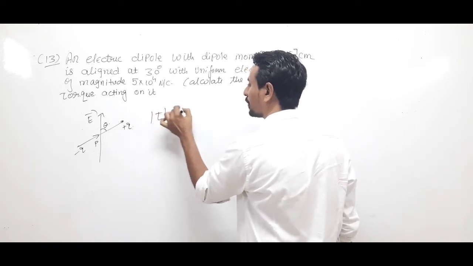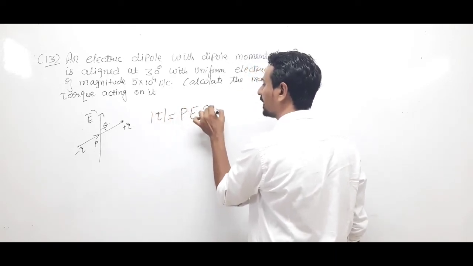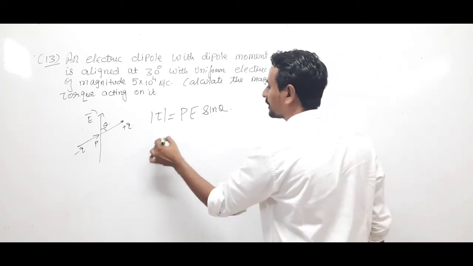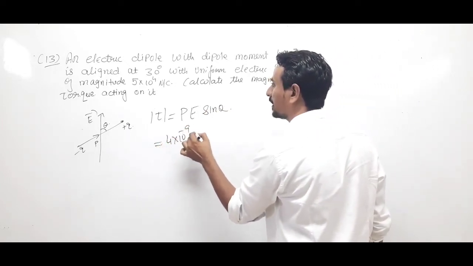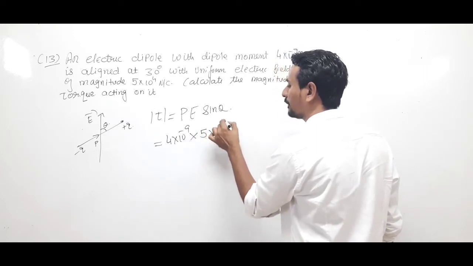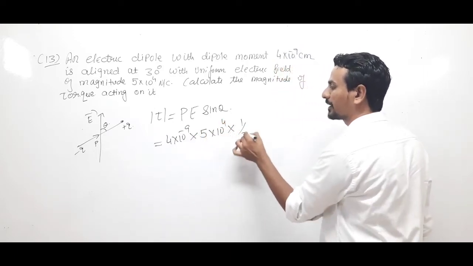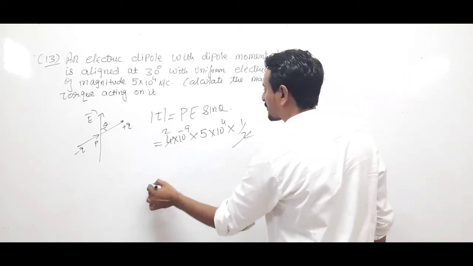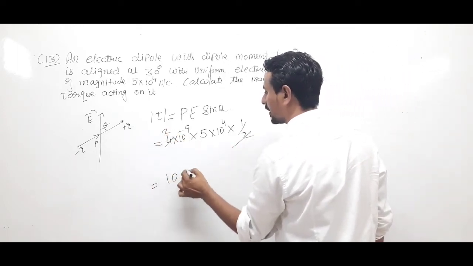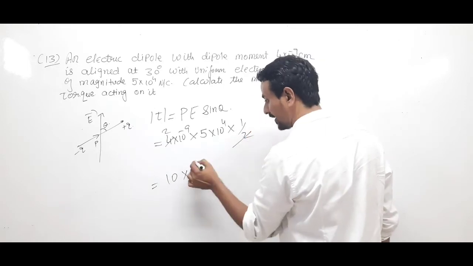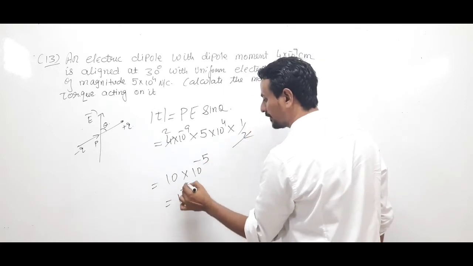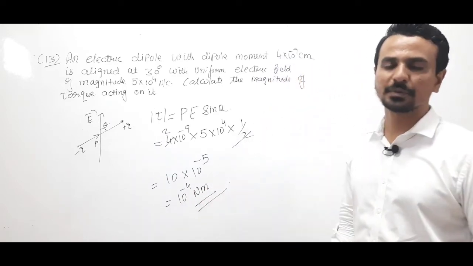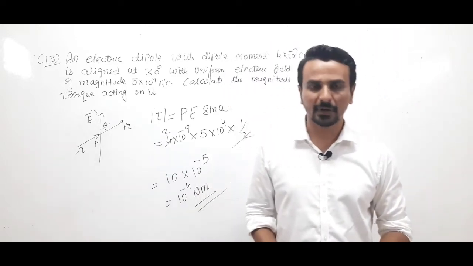Magnitude wise, torque is pE sin θ. Dipole moment is given as 4 × 10^-9, electric field is 5 × 10^4, sin 30 degree is 1/2. So this will be 10 × 10^-5, so this will be 10^-4 newton meter. Clear? So this will be the torque acting on the dipole. Fine. The next one.